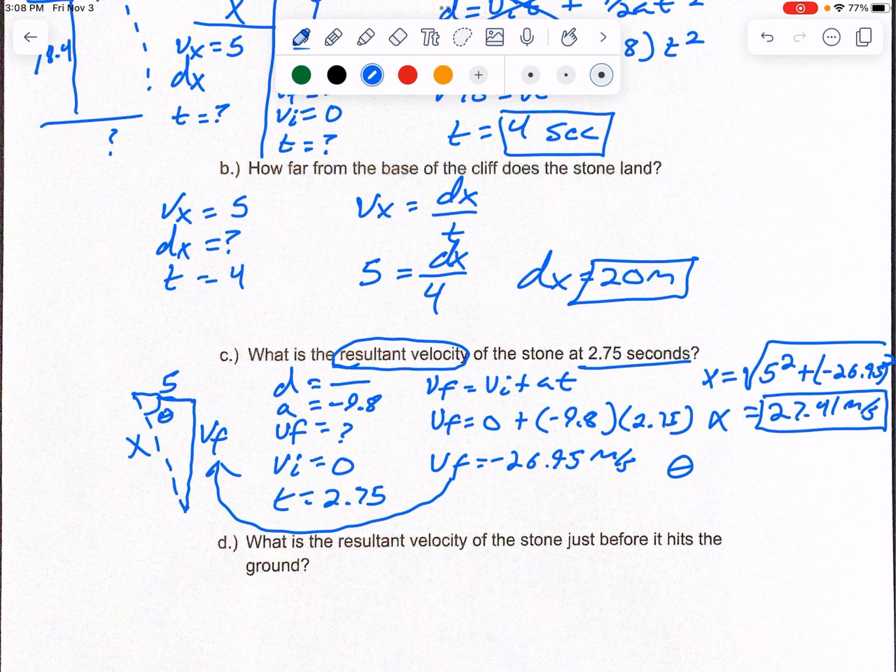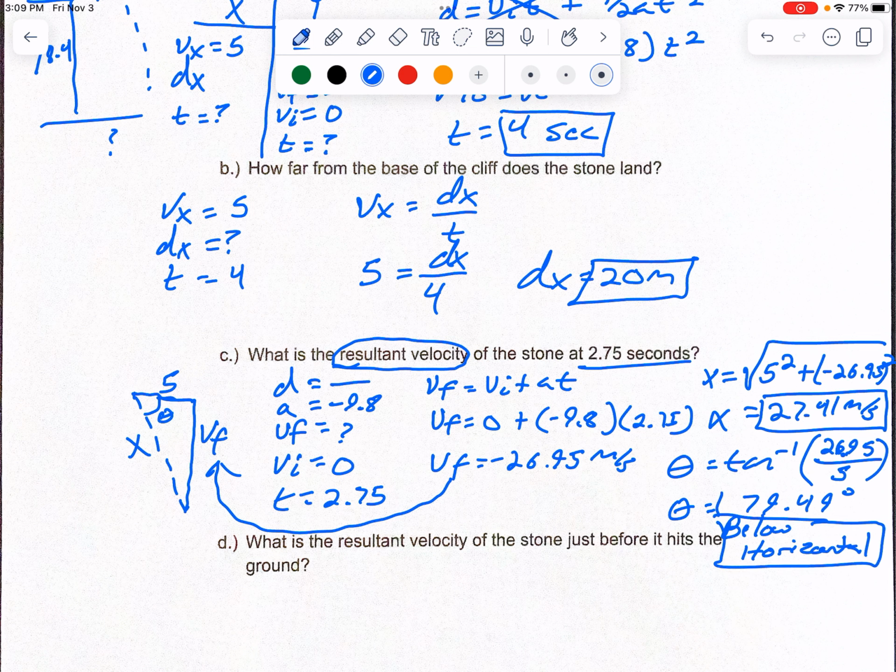So we're going to find our angle. Remember, inverse tangent of opposite over adjacent. So opposite is that 26.95, and you can leave it as negative if you want to. You're just going to get a negative angle. Either one's fine. Over your adjacent, which is 5. Make sure you're in degree mode when you do this, and you should get an angle of 79.49 degrees, and your direction is going to be below the horizontal. That's always going to be the direction because you're just falling. So there is my angle, there's my direction, and then my magnitude.